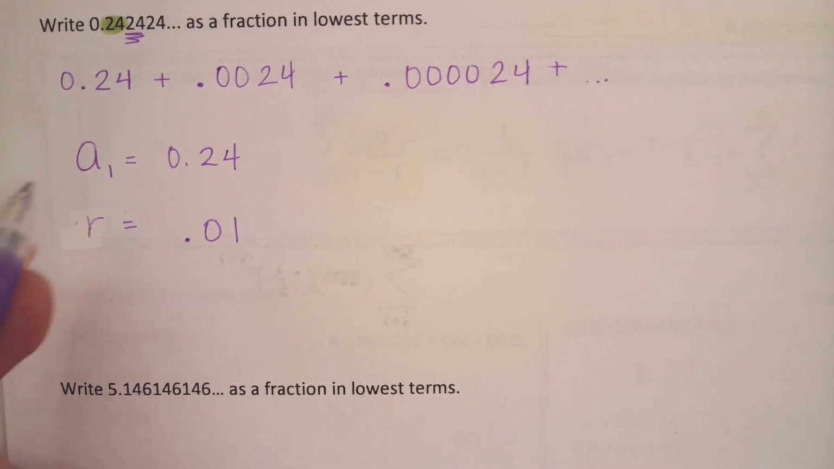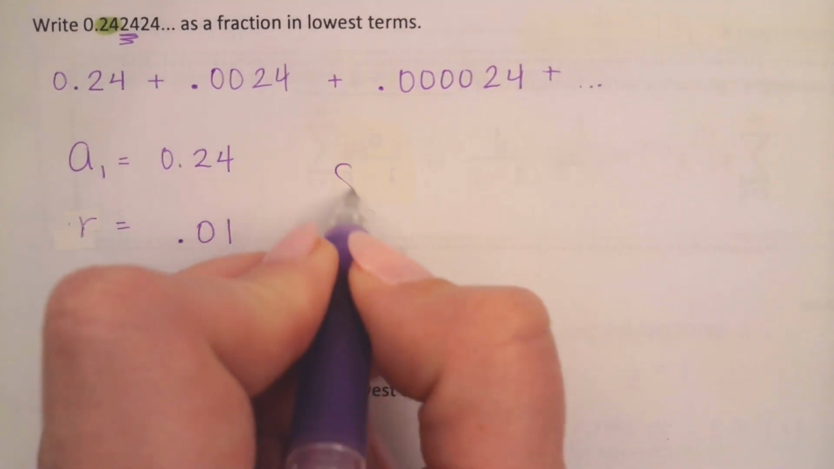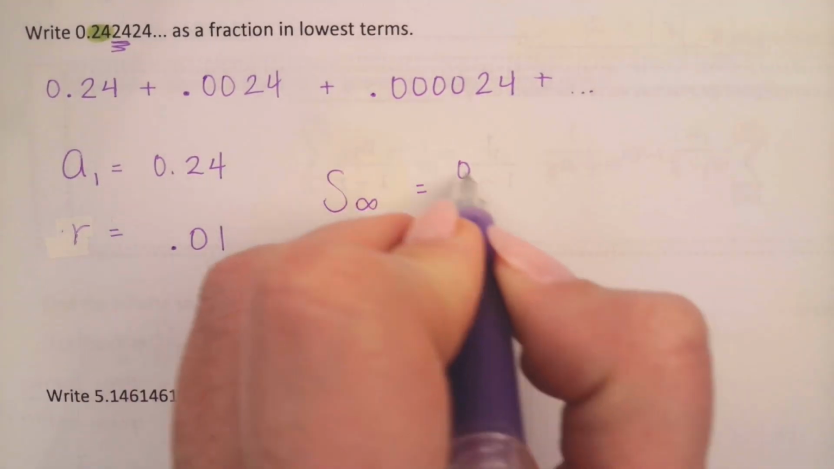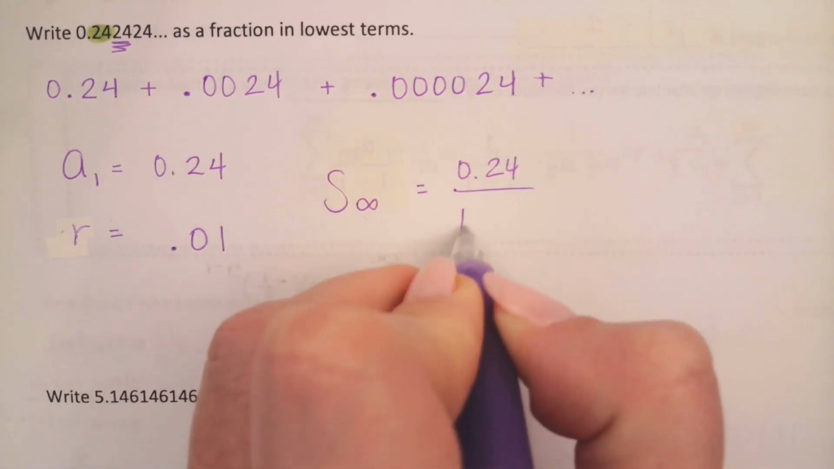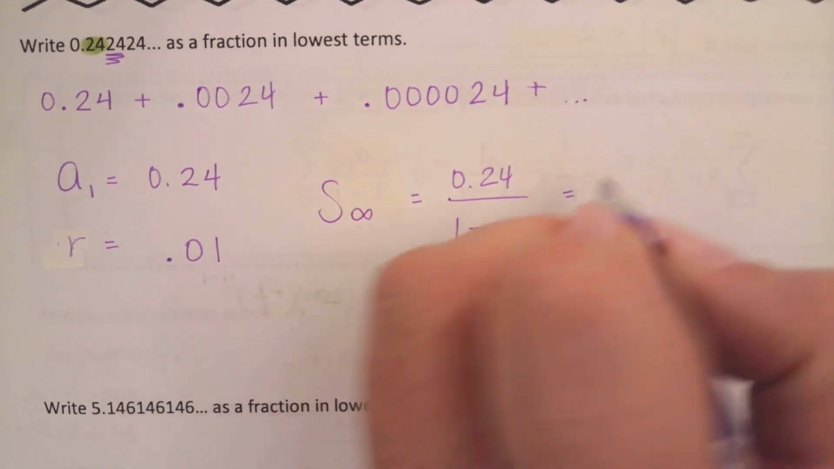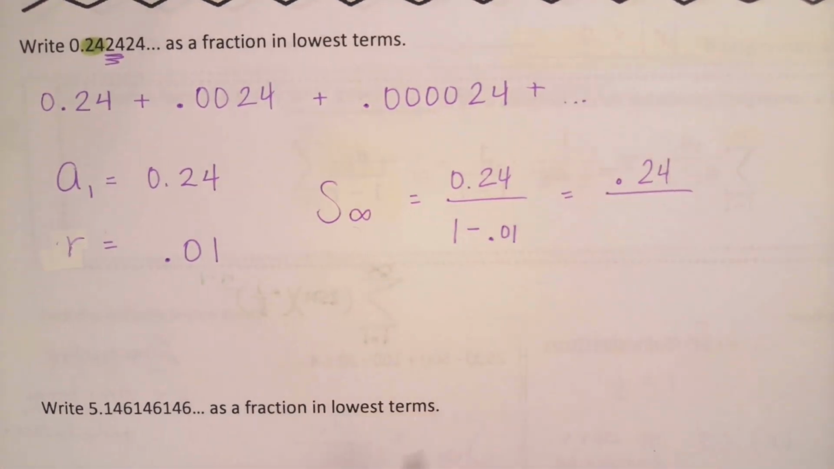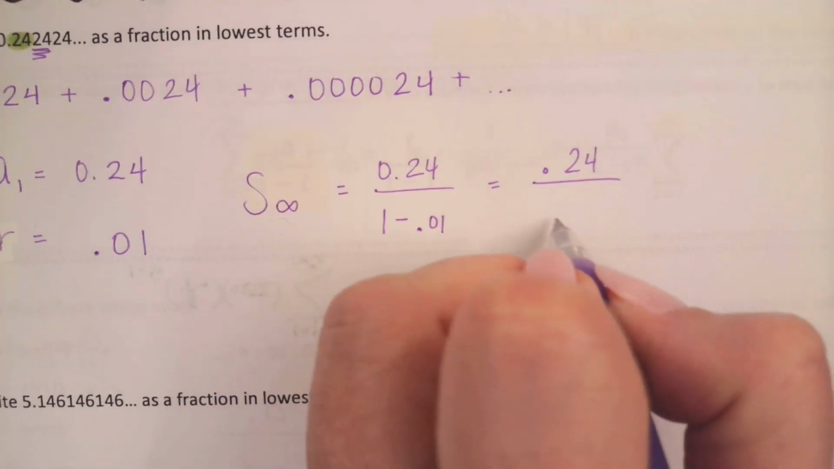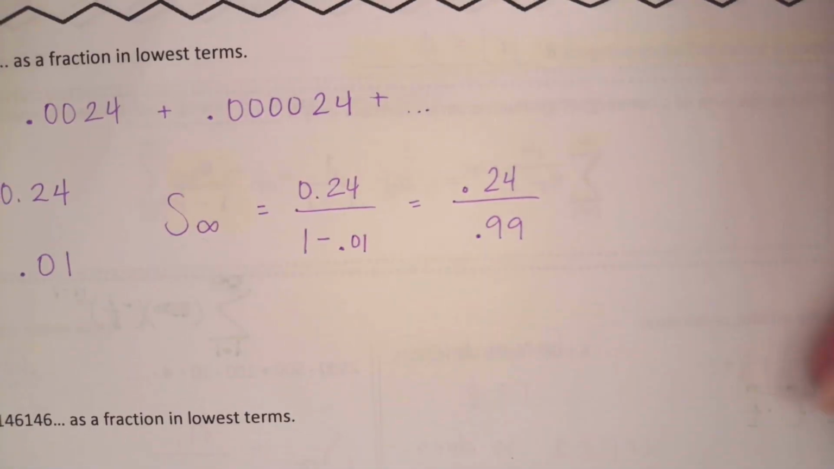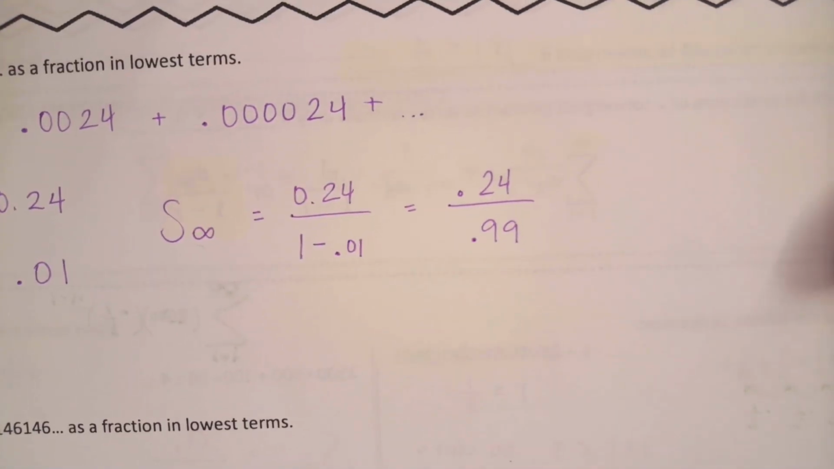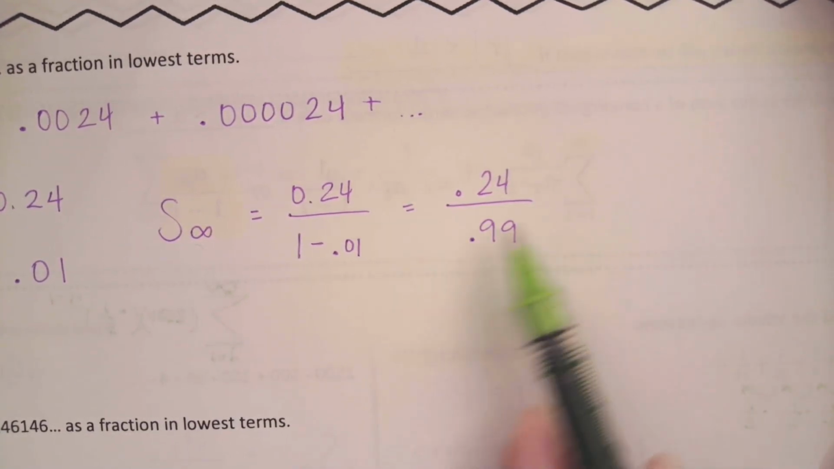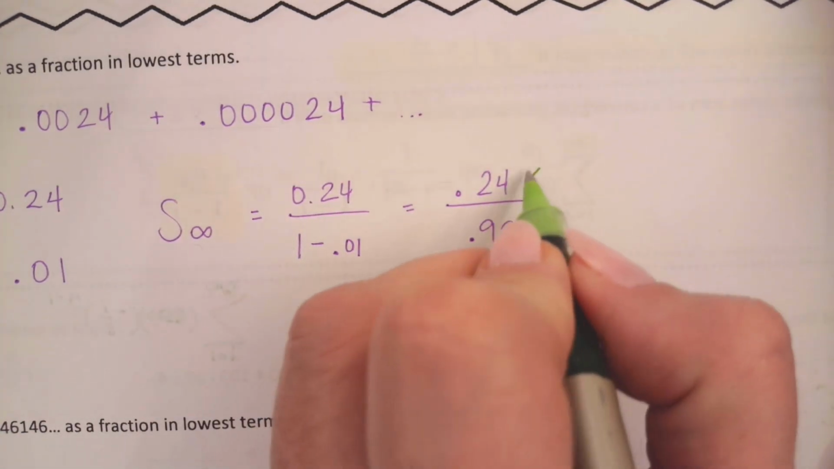Okay. These two pieces of information, we're going to substitute them into our infinite sum formula. On the top, we'll have our starting term. On the bottom, we'll have 1 minus our common ratio, which was 0.01. 0.24 over, what's 1 minus 0.01? 0.99. Okay. 0.24 divided by 0.99. You could make these both whole numbers by multiplying both of these by what? 100.